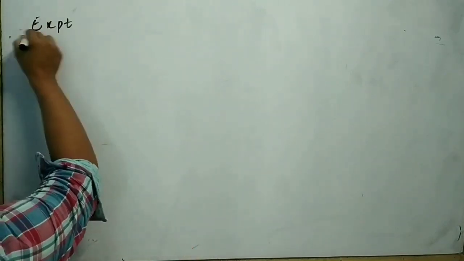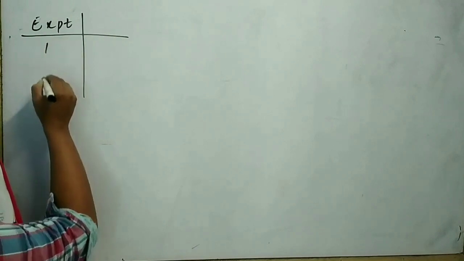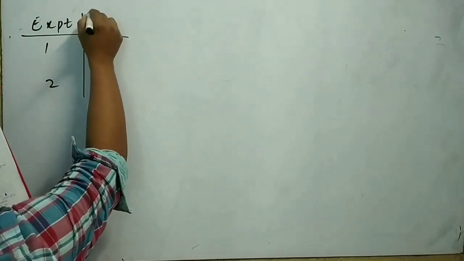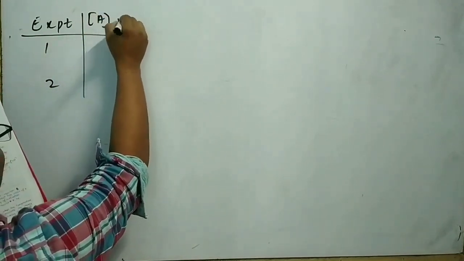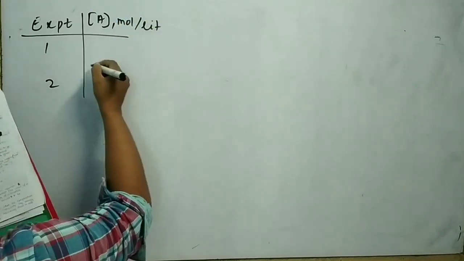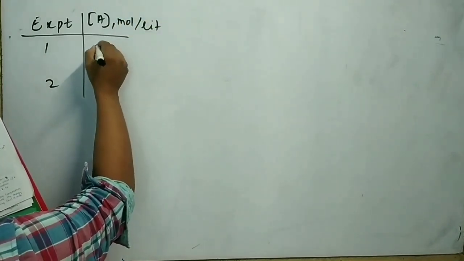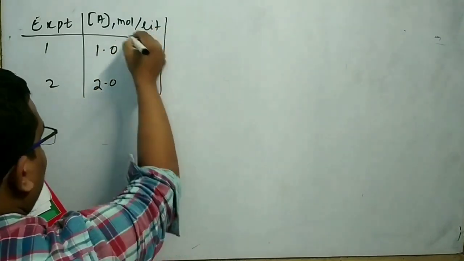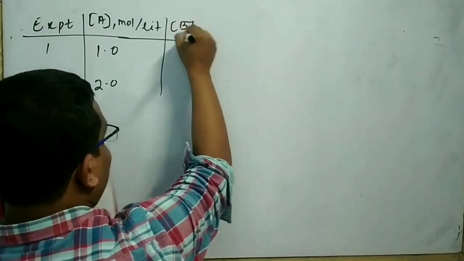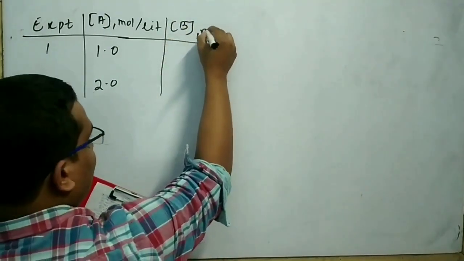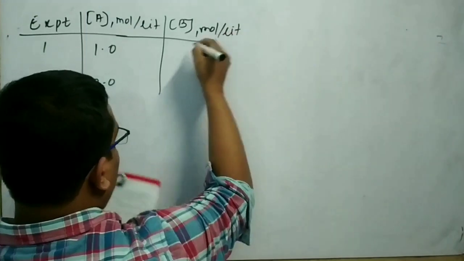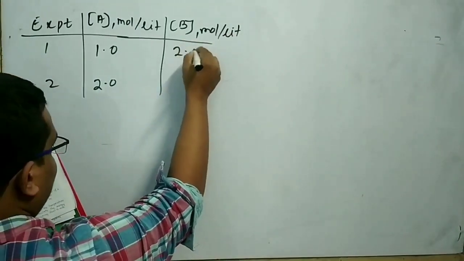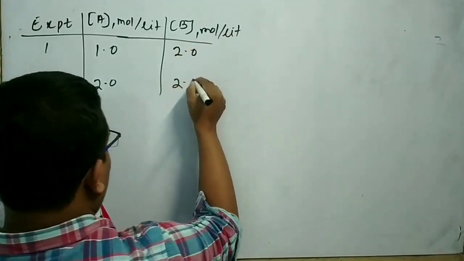Now I will solve question number 5. Here a table is given. There are two experiments, 1 and 2. Here the concentration of A is given in moles per liter. For experiment 1, the value is 1.0. For experiment 2, the value is 2.0. Here the concentration of B is also given in moles per liter. For experiment 1, the value is 2.0. For experiment 2, the value is also 2.0.